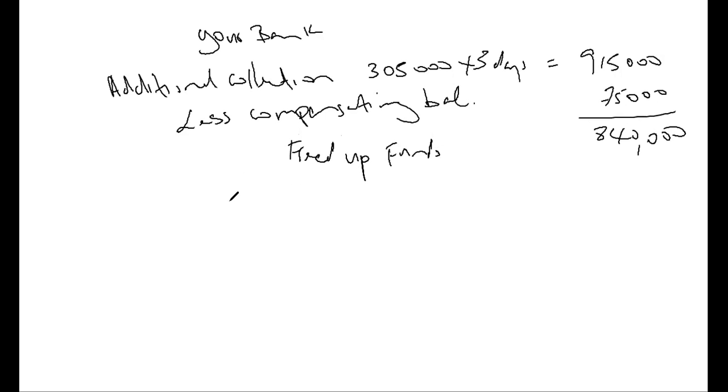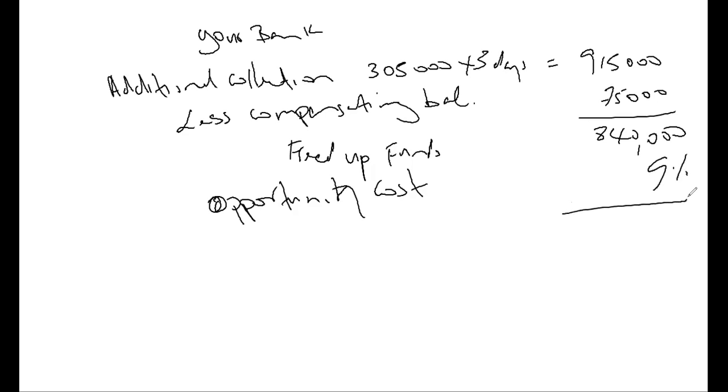So we know that opportunity cost would be 9%, right? Therefore it means that we can earn 9% on this one. So with a 9% opportunity cost, we get 75,600 for the annual benefit, right?